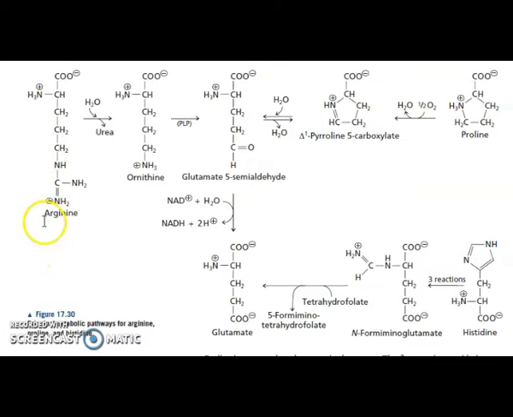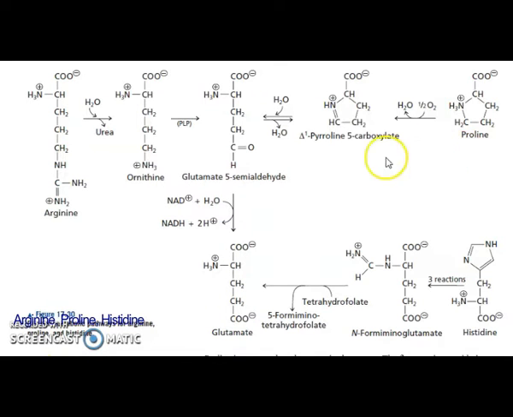Next is arginine, proline, and histidine. The pathways for the degradation of arginine, histidine, and proline converge on glutamate. In the case of arginine and proline, the degradation pathway resembles the biosynthesis pathway. Arginine degradation commences with the reaction catalyzed by arginase, which produces ornithine. The ornithine produced is transaminated to glutamate 5-semialdehyde, which is oxidized to form glutamate.